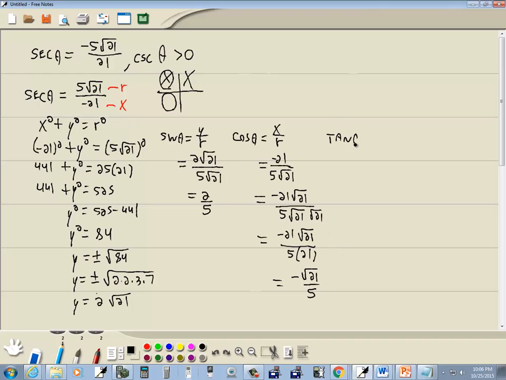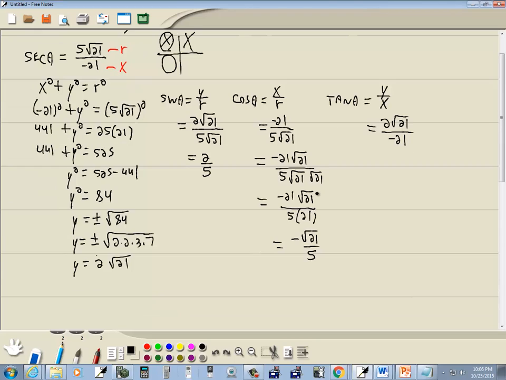Now we also need tangent. Tangent is equal to y over x. Y was 2 square root of 21 over x, which is negative 21. Okay. So we got sine theta is equal to 2/5. We got cosine theta is equal to negative square root of 21 over 5. And we got tangent theta is equal to, and I'll put negative up on top, negative 2 square root of 21 over 21.